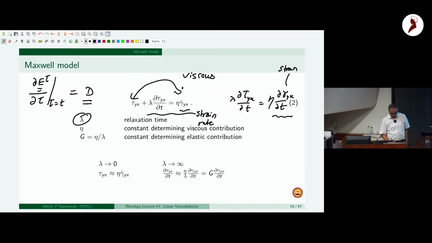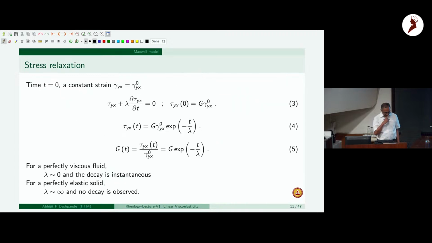So this relaxation time gives a clear indication of what's the dominant response of the material. When lambda is close to 0, you get a Newtonian response, and when lambda is infinity, you get the elastic response. And the first type of experiment that one can do, we've been discussing it, is that you apply a constant strain. And when you apply a constant strain, the Maxwell model gives you an exponential decay in stress.